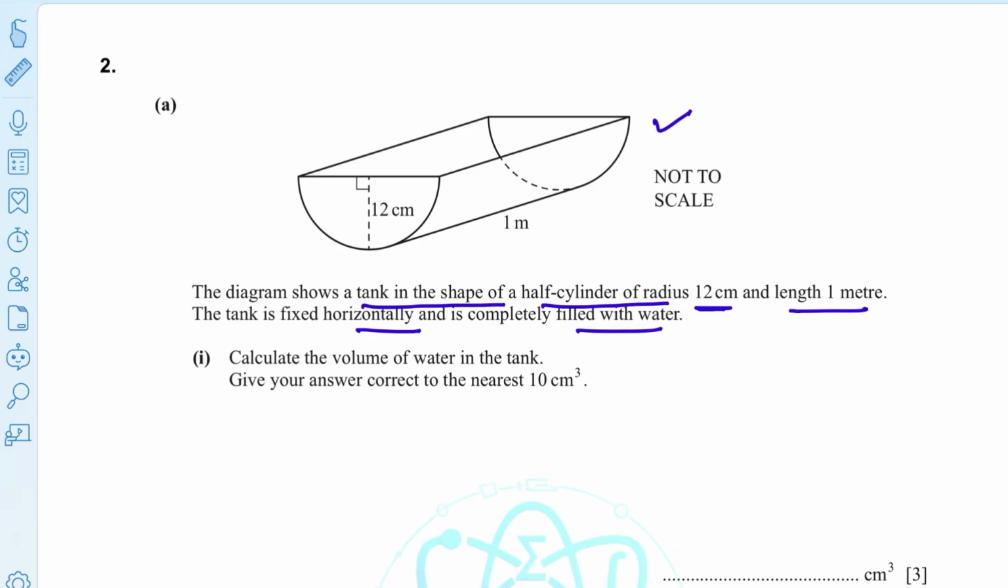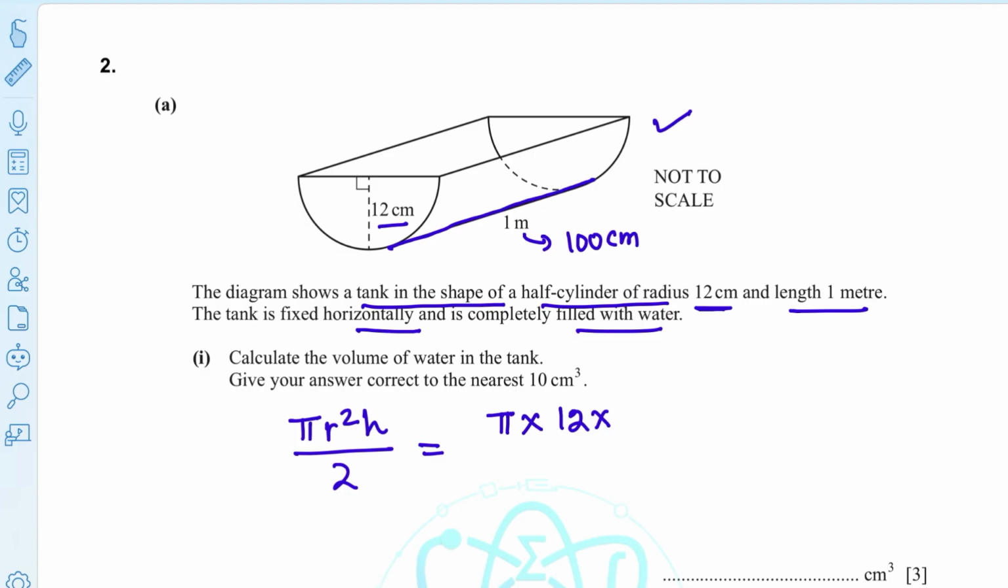Now first step, it is given in centimeter, so I can convert this, 1 meter equals 100 centimeter. Easy. Now how to find the volume of water? Very simple. We have to find half the volume of the cylinder. All of us know that volume of a cylinder equals pi r square h. So I have to make it half like this. So pi times, radius is given 12 centimeter. Height means this one, because it is horizontal right now, which is 100 centimeter. Please make it half like this, right?